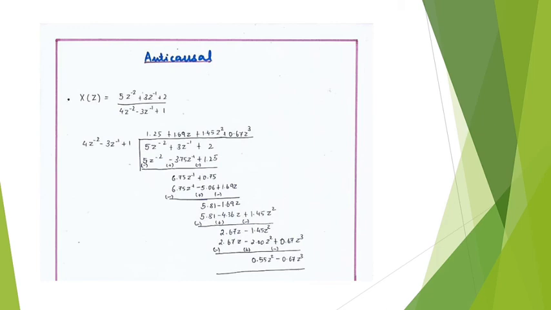We do the division process, multiplying with 1.45, and keep continuing. We do it up to four terms, up to z cube. We can keep doing this, but it's not necessary. We can stop here.